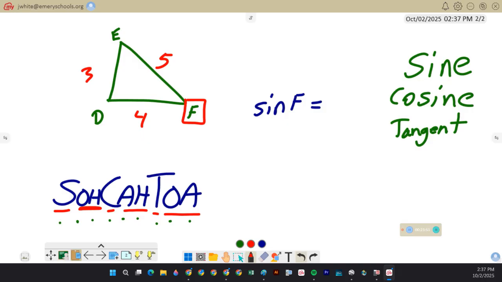What is the name of this side? It's A, adjacent. And what is the 3 in reference to F? The O. This is the O side. And that's the hypotenuse, the H side. So the sine of F says take O and divide it by H. So you have 3 over 5.